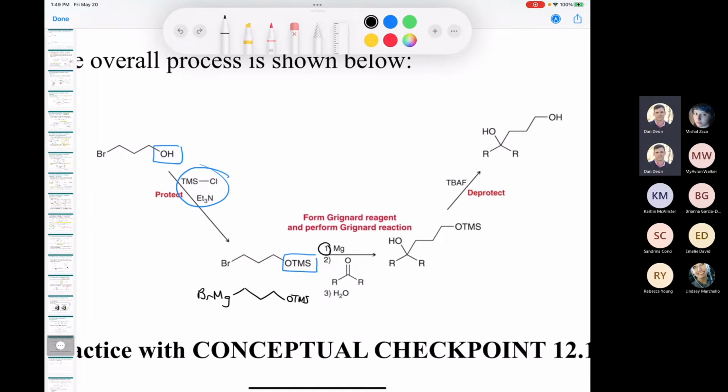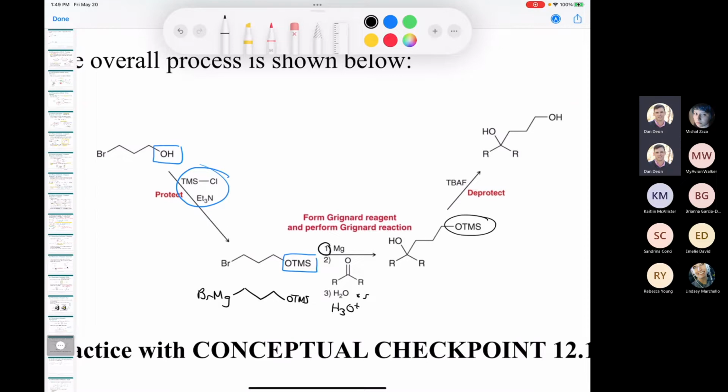But again, since the silyl ether masks the hydroxyl functionality, you don't have to worry about any side reactions. Then in the last step, you treat it with water or aqueous acid, and there you go. You've done the Grignard chemistry. And the last step is just like the last scene in Scooby-Doo.